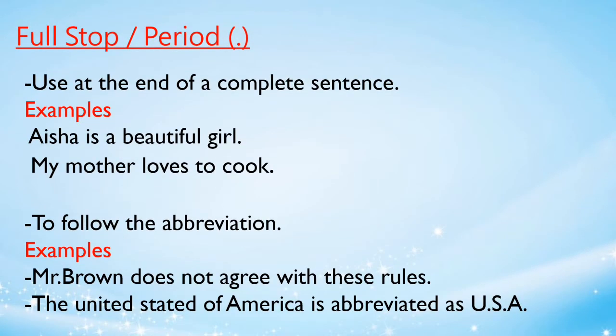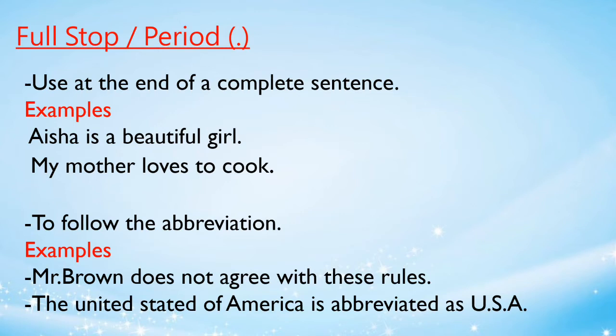Now I am going to share the rules for punctuation marks. At first I am going to explain the rules for the full stop, or as we call it, the period. It is used at the end of a complete sentence. For example, Aisha is a beautiful girl. My mother loves to cook. To complete the sentence, we use a full stop at the end of each sentence.